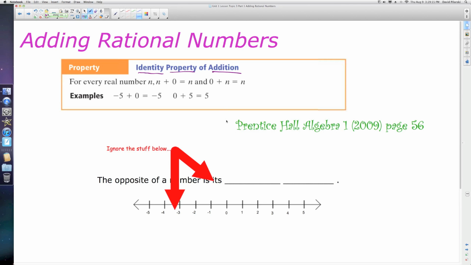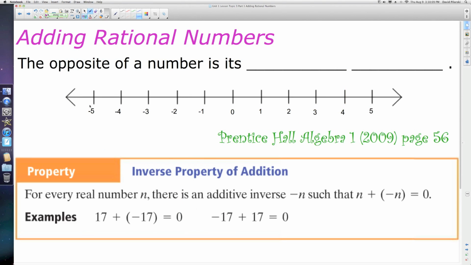Now that property is taken from Prentice Hall, copyright 2009, Algebra 1, page 56. On your handout, you can ignore this stuff below. That's actually put there a little early. So remember, the identity property of addition says anything plus 0 is that anything. Adding rational numbers, just a little bit more.